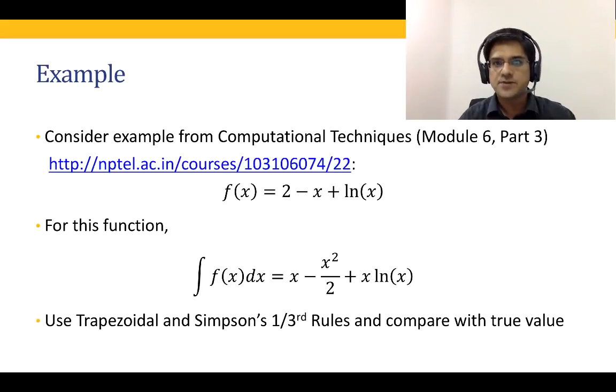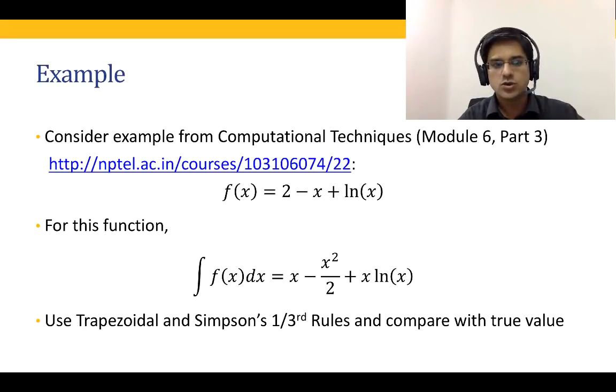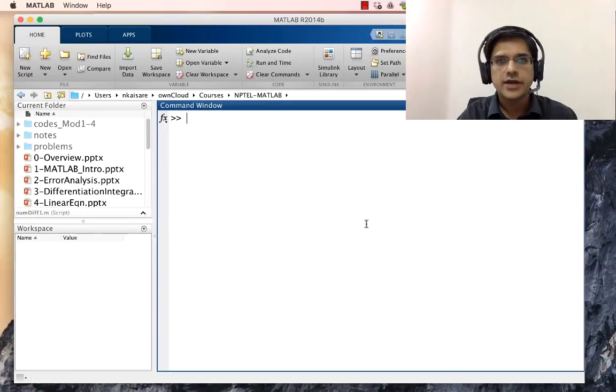The theoretical aspects of this were covered in Module 6 of Computational Techniques, specifically in Module 6 Part 3. What we are going to focus on is calculating the integral from 1 to 2 of f of x dx using the trapezoidal rule and Simpson's one-third rule. The f of x is given over here. So let's go to MATLAB and do this problem.